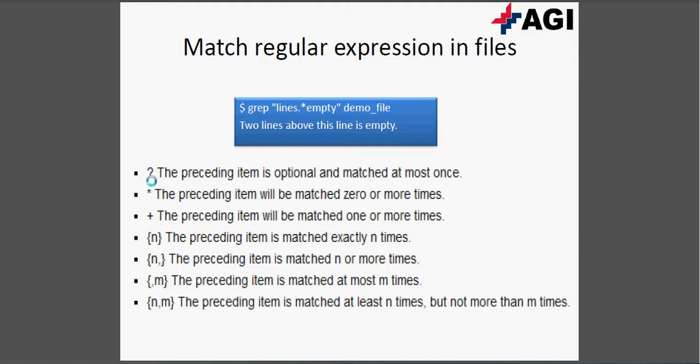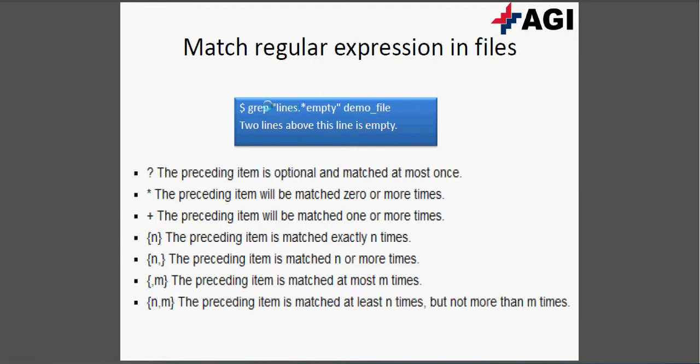The question mark here represents a pattern that is matched at most once. The asterisk represents a pattern or a match that is found zero or more times. The plus indicates to find a pattern one or more times, and then you can provide a range with the curly braces with the n and m integers.